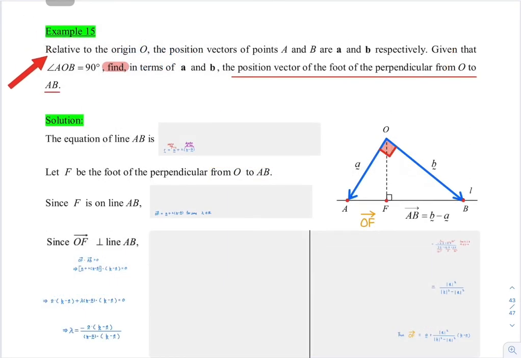Now example 15 is the last example, so let's take a look at it. Relative to the origin O, the position vectors of the points A and B are given as vectors A and B respectively. So we can draw a simple diagram. This is the origin. Now we read a little bit further. Given that the angle AOB is 90 degrees, so this angle is 90 degrees, this vector is A, and this vector is B. Vector A represents the point A, and vector B represents the point B.